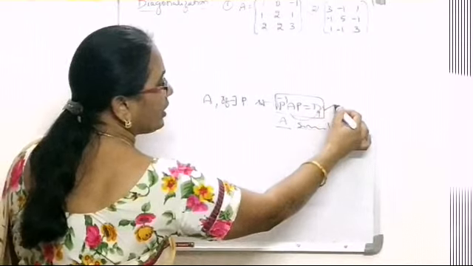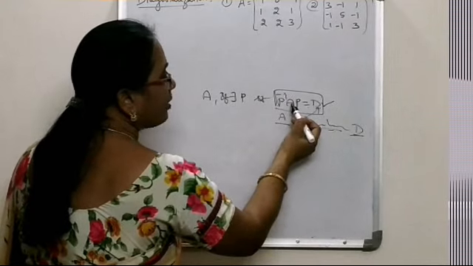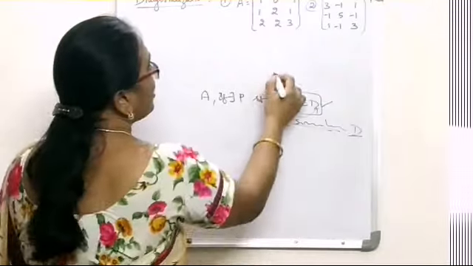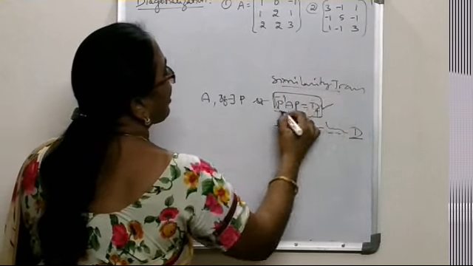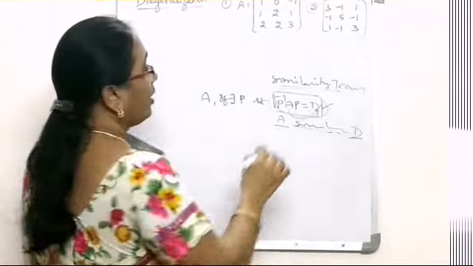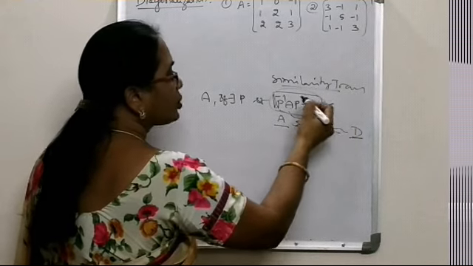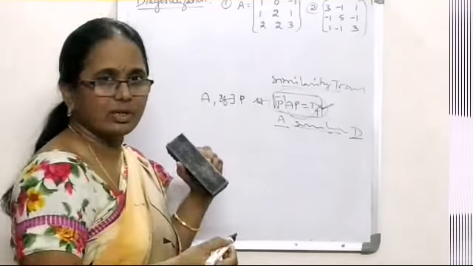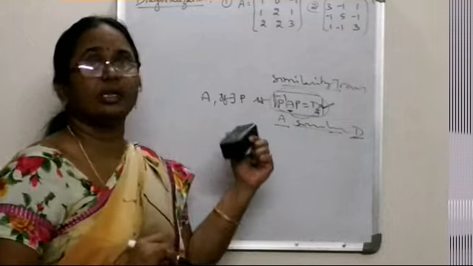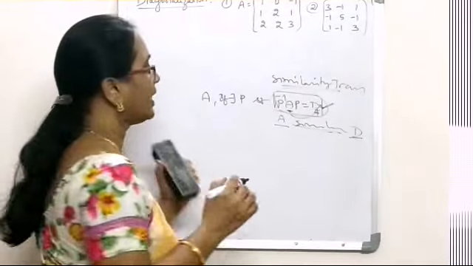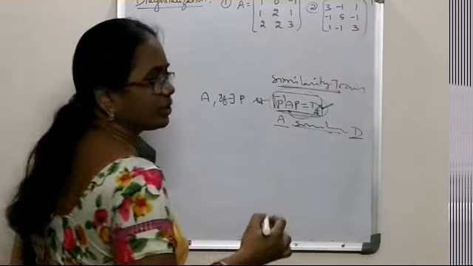The equation P inverse A P equal to D, showing the similarity of the matrices A and D, is known as the similarity transformation. The reason is that this equation shows the similarity of the two matrices, and also the transformation of the given matrix to a diagonal matrix. Because of that, we say that P inverse A P equal to D is a similarity transformation.